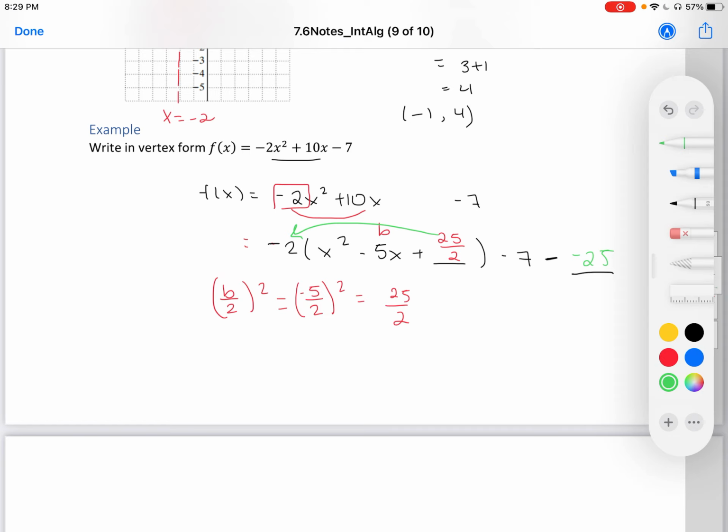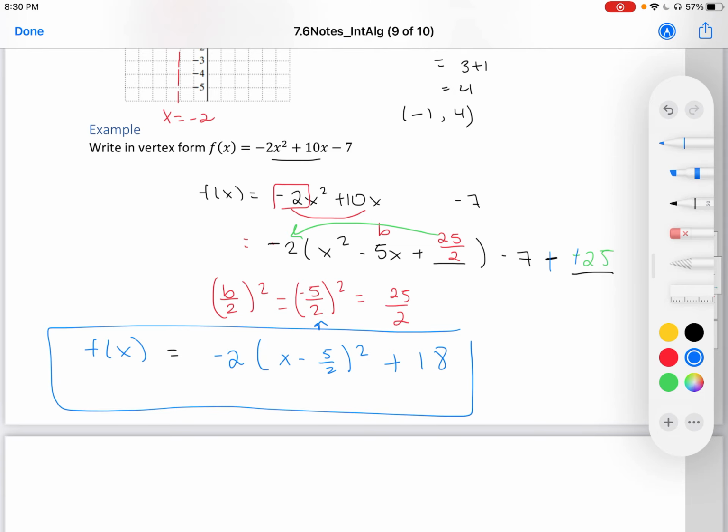Let's finish it off. So we have f of x is equal to negative 2. It's always a number before you square, so I have x minus 5 over 2 squared, and negative 7 minus negative 25 over 2, so it's a plus. You get plus 18 over 2. So this is our vertex form.